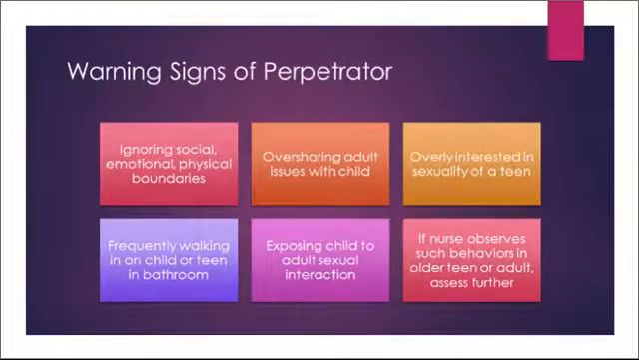Warning signs of a perpetrator. These are important because you need to keep your patient safe, you need to keep yourself safe. Ignoring social, emotional, physical boundaries, oversharing adult issues with a child, overly interested in the sex of a teen. If a nurse observes such behavior in an older teen or adult, assess further, exposing child-adult sexual interaction. These are things to be alert for and to do with education so people understand.